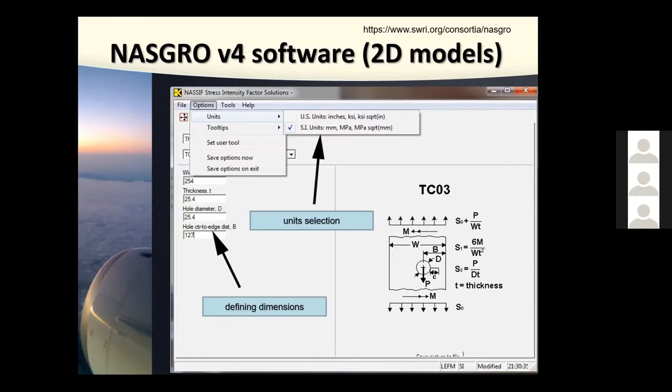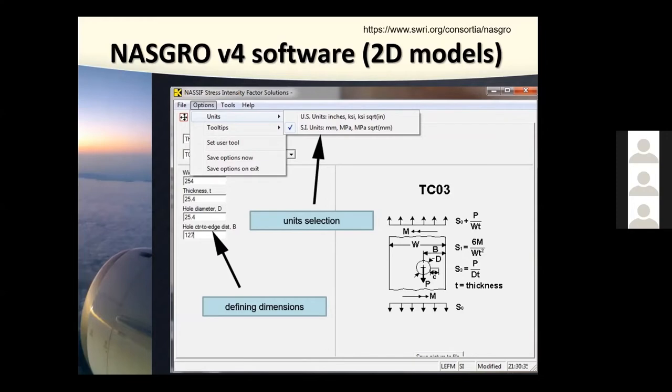And there is a database here with typical specimens. You can see on this slide an infinite plate with a hole in the middle, and one crack, of initial length C, around this hole. First you need to select that from the database. So NASGRO works with predefined specimens, but you can also define your own model and then carry out calculations using the boundary element method. But okay, in this case, this is just to show you.